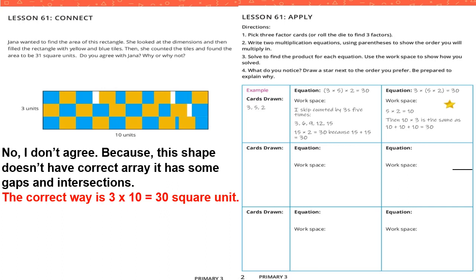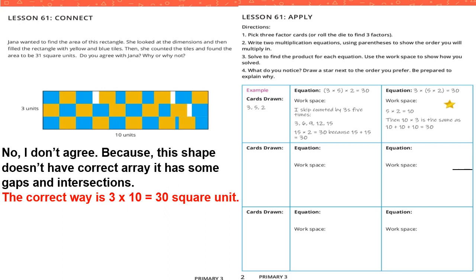In lesson 61, apply. Here he wants me to apply the associative property, and he is giving me some examples. We have 3 numbers, and we want to apply the associative property. In the first example, we have 3, 5, and 2. How to apply the associative property? We said that we will take 2 numbers and put them between 2 brackets, and then multiply the third number.